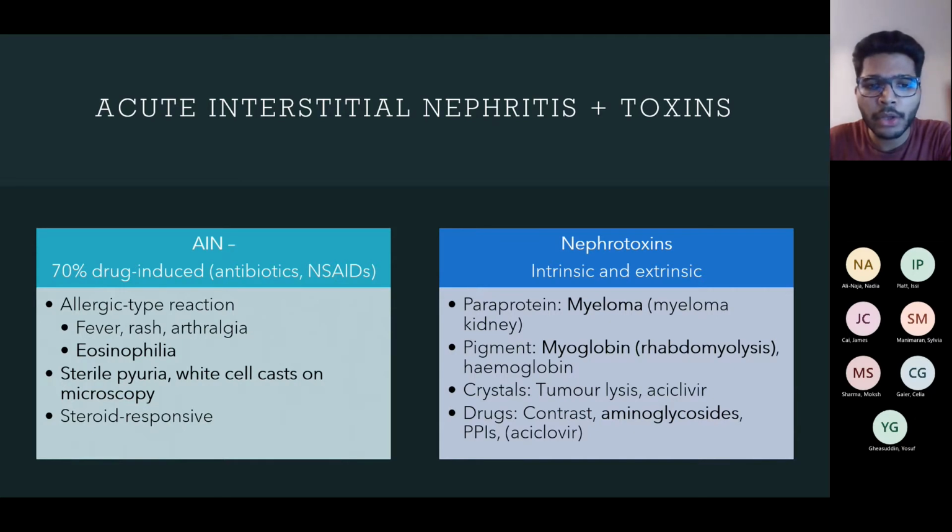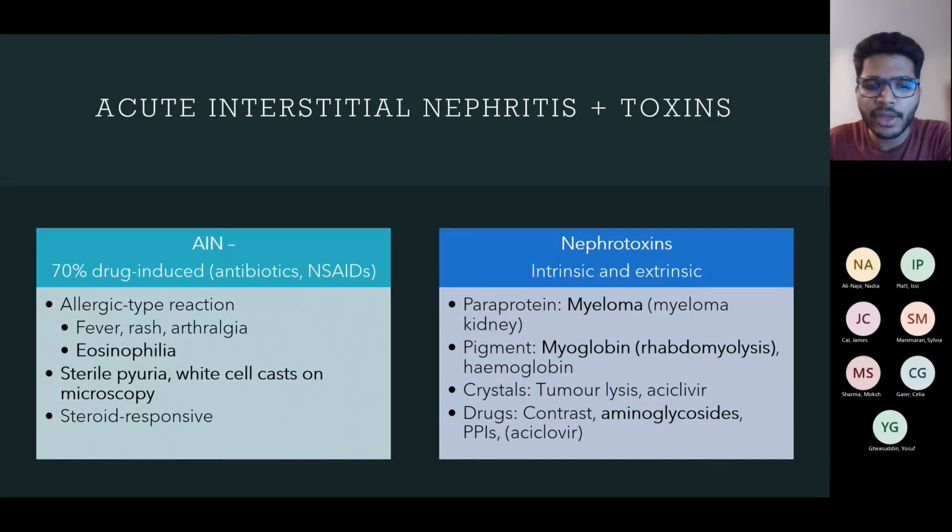Intrinsically, things like myoglobin, if you've got breakdown of muscles, rhabdomyolysis, for example, after a fall, or hemoglobin, if you've got a hemolytic anemia, things like paraprotein in myeloma, and in things like tumor lysis syndrome, which you'll come across in hematology, you can have crystals forming which damage the tubules.